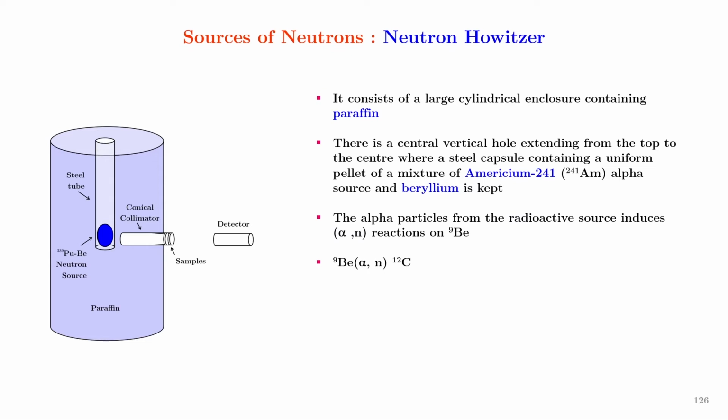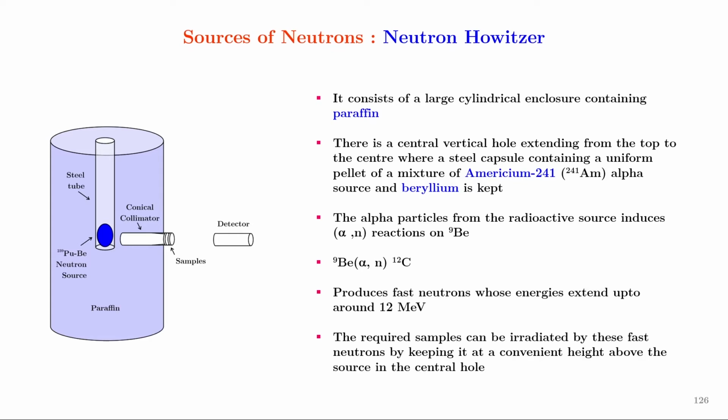The alpha particles from the radioactive source induce (alpha, n) reactions on beryllium. This reaction is represented as 9Be(α,n)12C, and it produces fast neutrons whose energies extend up to around 12 MeV. The required samples can be irradiated by these fast neutrons by keeping them at a convenient height above the source in the central hole.